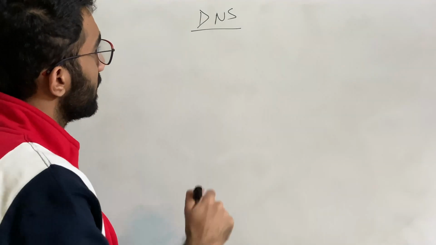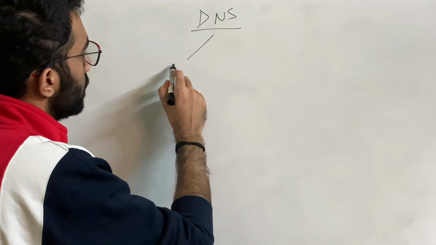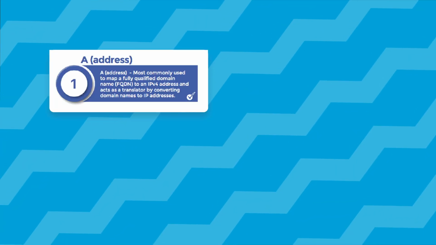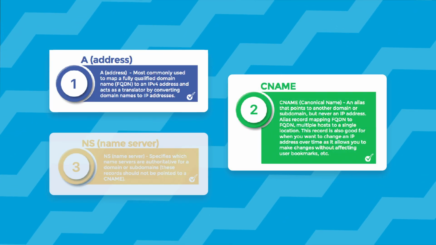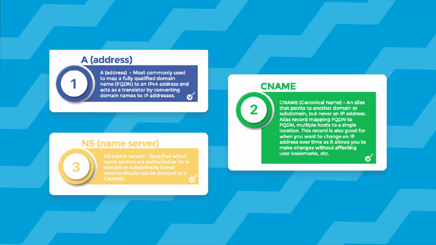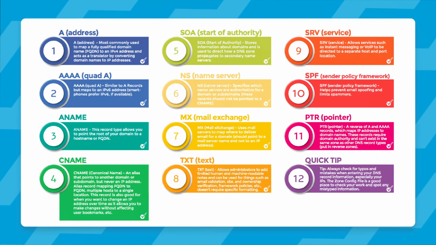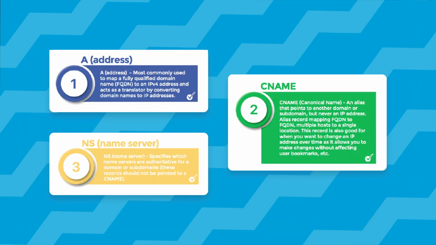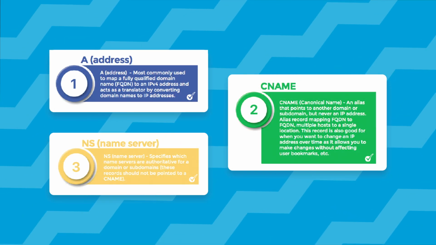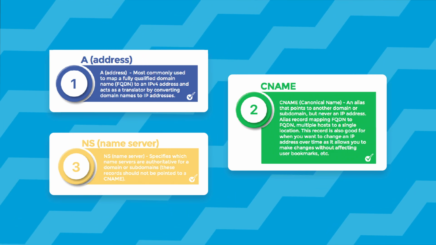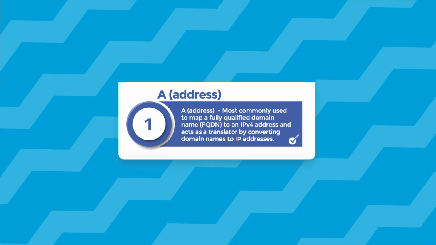But in DNS, there are three records I want to talk about today: the A record, the CNAME record, and the name server record. These three records are super important in DNS. Of course, there are a lot more records which exist, but these three are super important because they allow your website to be functional. Let's talk about the A record first of all.